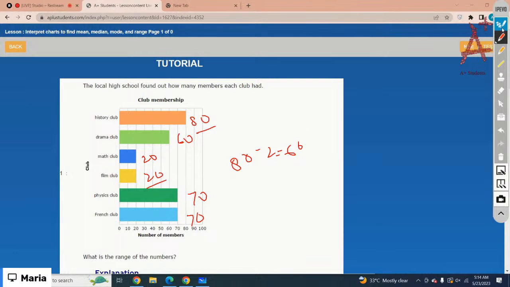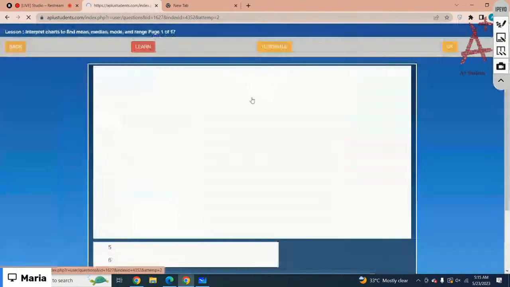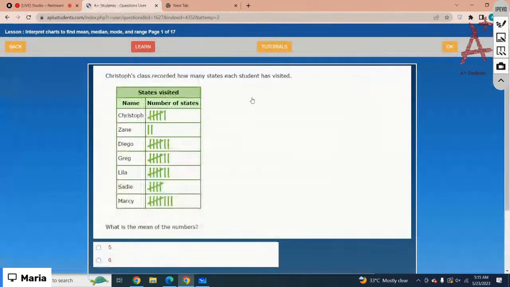Let's just start with the test questions. Christoph's class recorded how many states each student has visited. What is the mean of the numbers? So you have to calculate the mean of the numbers. So let's just read the values.